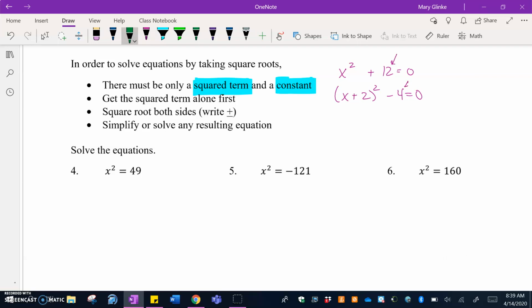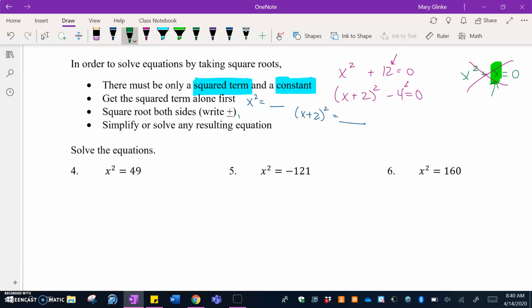You cannot have x squared plus x equals a number. You cannot have that x term. That's the problematic one you cannot solve by using square roots this time. So what we're going to do is get the squared term alone first. You're going to have something like x squared equals something, or x plus 2 squared equals something. But whatever is being squared has to be by itself.